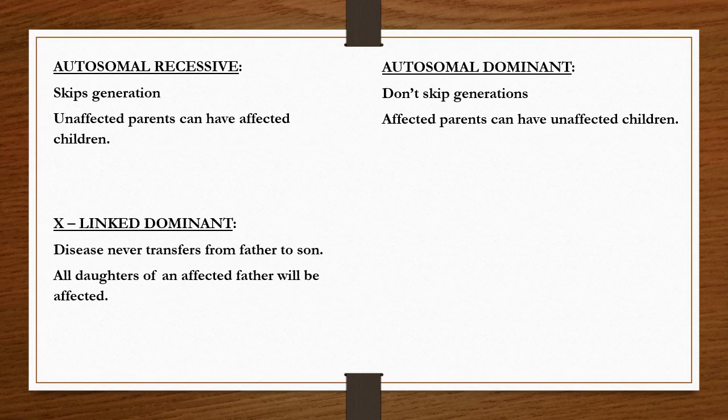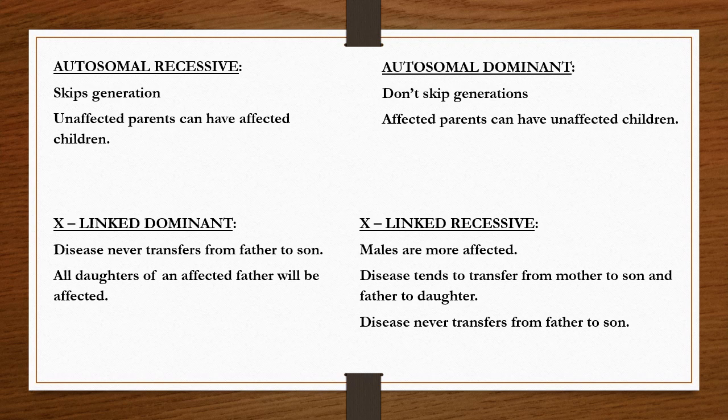And another option, X-linked dominant. Disease never transfers from father to son. All daughters of an affected father will be affected. And X-linked recessive, males are more affected. The disease tends to transfer from mother to son and father to daughter, but not from father to son. Disease never transfers from father to son. That is X-linked recessive.